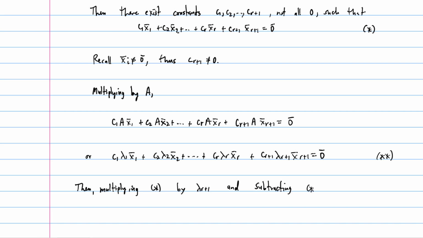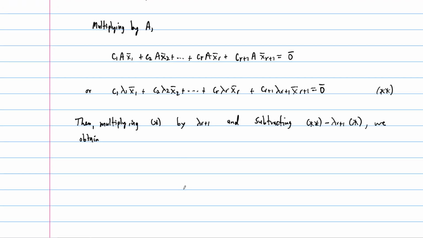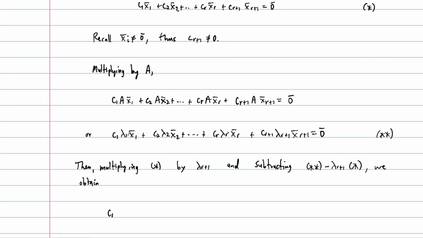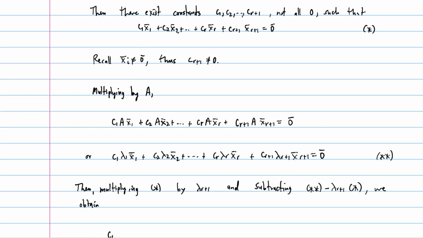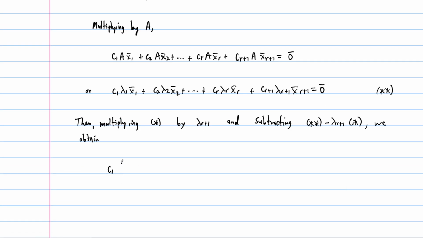So what we're going to subtract is equation 2 star minus lambda r plus 1 times equation 1 star. We obtain the following. All right, so what do we obtain then? It's going to end up being c1 times, the way that we've arranged this, lambda 1, so the c1 is going to factor out, right? We're going to get lambda 1 minus lambda r plus 1, which is non-zero, times x1, plus c2 times lambda 2 minus lambda r plus 1 times x2, etc., all the way up through cr.